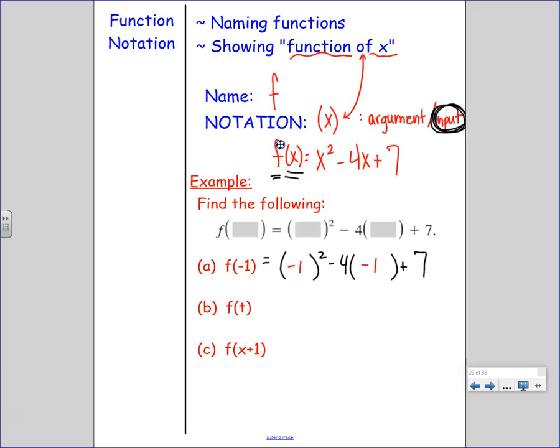Uh-oh, two different answers. What's the answer with the parentheses? 12. What's the answer without the parentheses? So it doesn't mean the same thing with or without? No, here's why. You know what your calculator does when you type in -1 squared with no parentheses? You type in -1 squared.